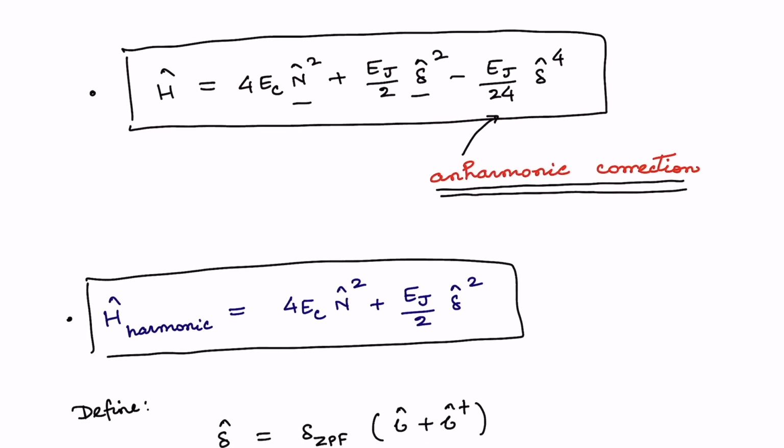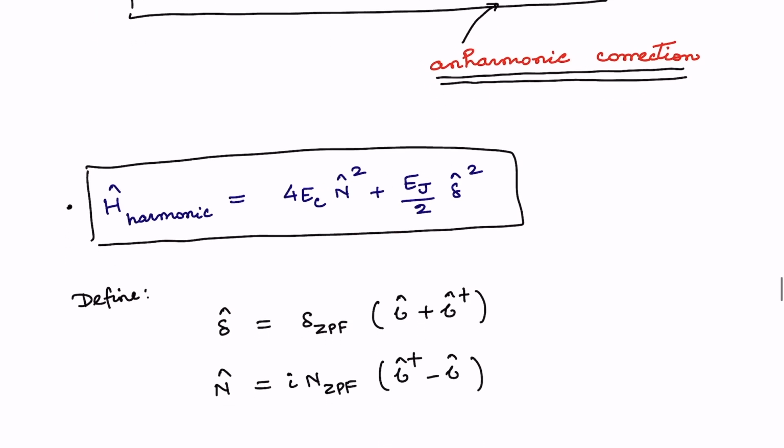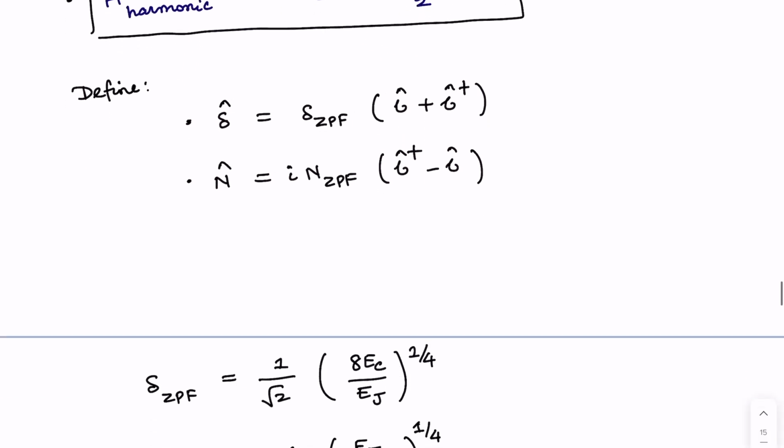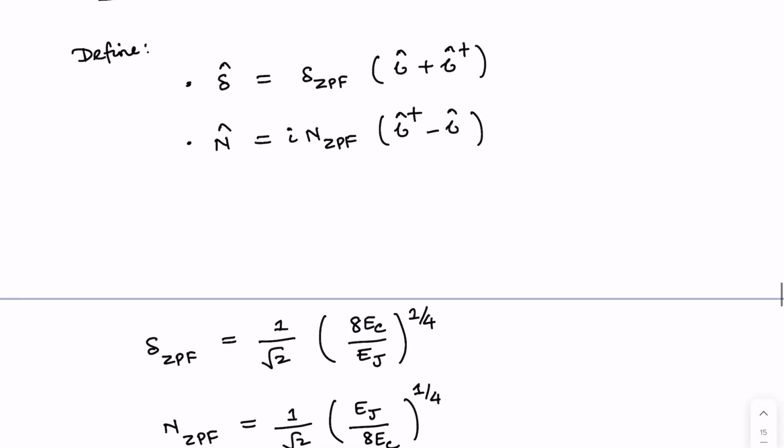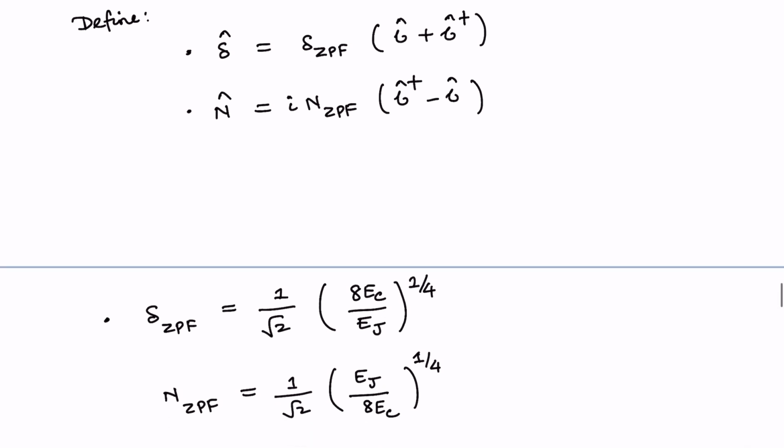We have already seen how this Hamiltonian can be converted into the usual form of the harmonic oscillator Hamiltonian if we define the phase operator delta and the number operator n in terms of the ladder operators b and b dagger, the annihilation and creation operators, where we define the zero point fluctuation term delta ZPF, which is the zero point fluctuation associated with the superconducting phase difference, and NZPF is the zero point fluctuation associated with the charge numbers.